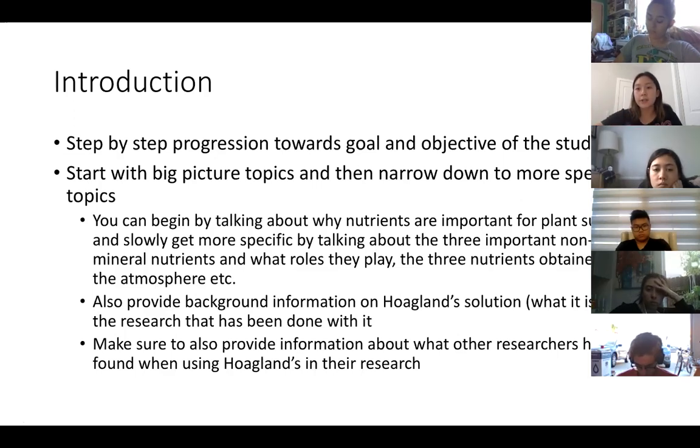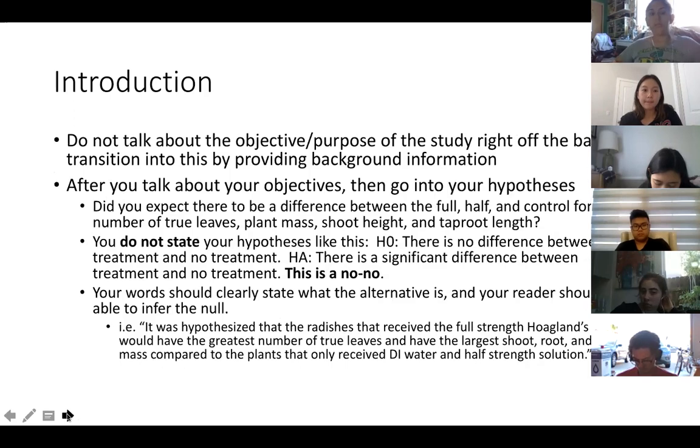Again, you're going to want to start off with big picture and then slowly start to narrow down as you progress towards your introduction. So make sure to also obviously provide information about what other researchers have found when using Hoagland solution as well, and then how that compares to what we did.